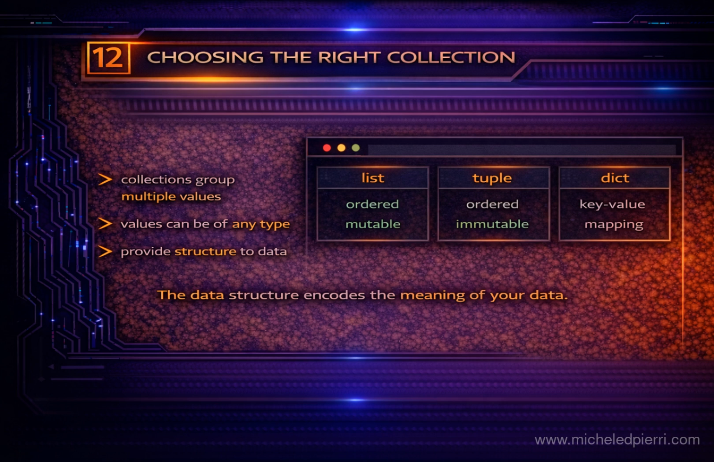A list is ordered and mutable, so it's perfect for a growing dataset or a sequence you'll update. A tuple is ordered but immutable, so it works like a stable record. And a dict is a key-value mapping, which is why it feels like a form or a JSON object. You read and write values by their key names. The slide's main message is that the structure you pick isn't just syntax. It communicates intent to anyone reading your code, including you later.